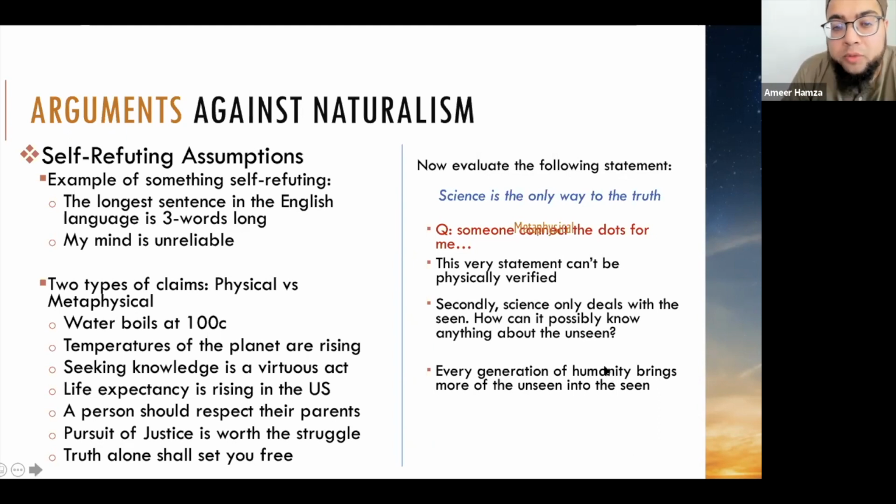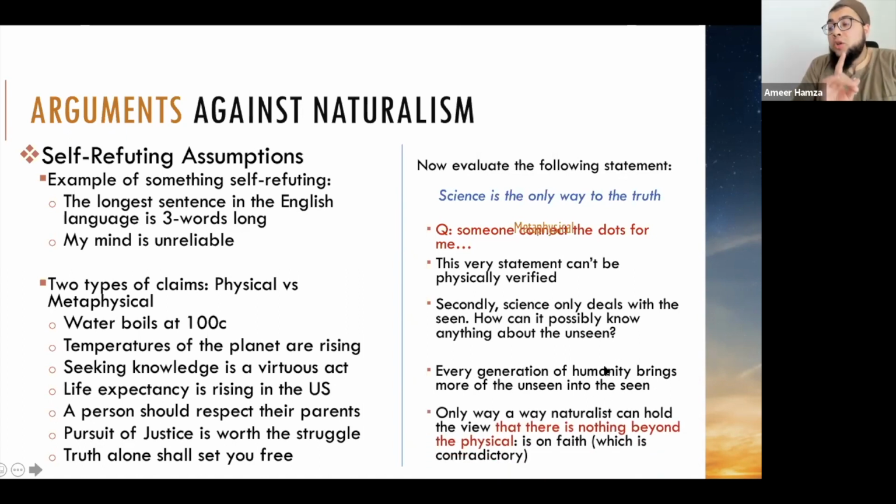I'm going to say one more thing, and then inshallah, I'm going to take y'all's statements. You guys, honestly, the only way a naturalist can hold a view that there's nothing beyond the physical world is on faith. I mean, that's the irony of it. It's only on faith that you believe that there's nothing beyond the physical world, which is contradictory, because the only view you should be holding is the one that you can physically verify, and you can't verify that there's no unseen world. Understand the irony? This is why naturalism is self-refuting.